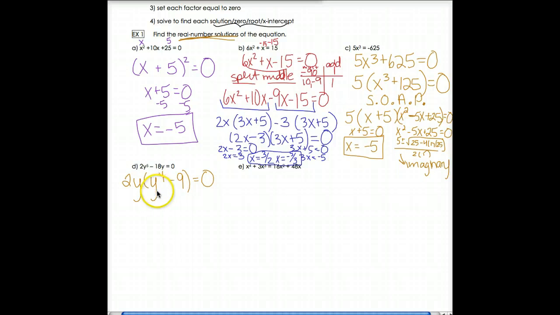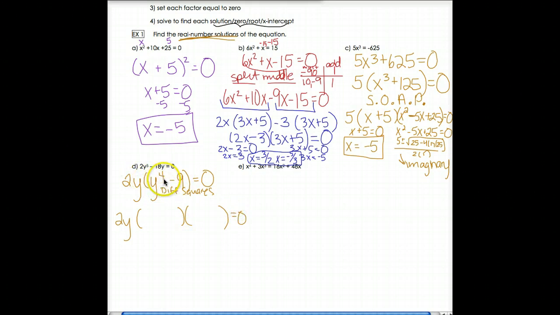So now I look to see if this factors further. This does. Y to the 4th minus 9, those both have perfect square roots, which means that this right here is a difference of squares. So I still need that 2y out in front, but that y to the 4th minus 9 is going to factor further.